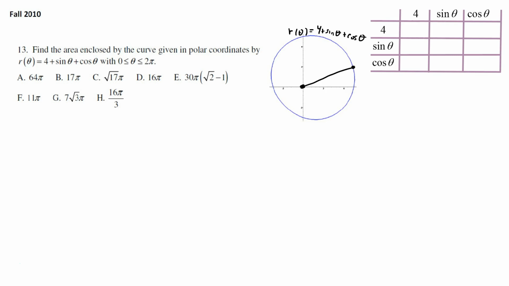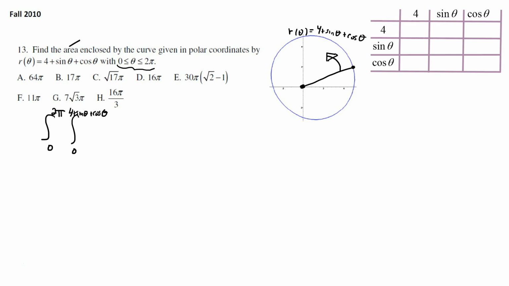The ends of that slice are the r bounds, and then we spin this in the direction of increasing theta for the theta bounds, or they can just give it away and tell us that theta goes from 0 to 2 pi. So we have the theta bounds from 0 to 2 pi. When it comes to the r bounds, we'll go from 0 up to the curve, 4 plus sine theta plus cosine theta.